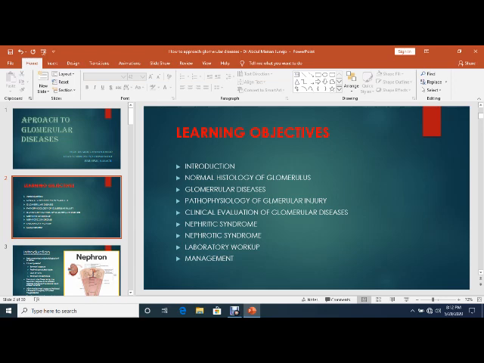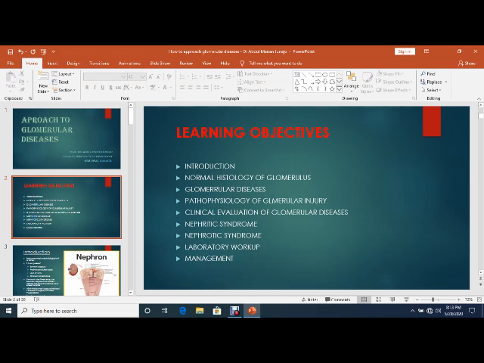Normal histology of the glomerulus, what are the variety of the glomerular diseases, then pathophysiology of glomerular injury. After that, how to approach the glomerular disease, and there are some terminology: nephritic syndrome, nephrotic syndrome.